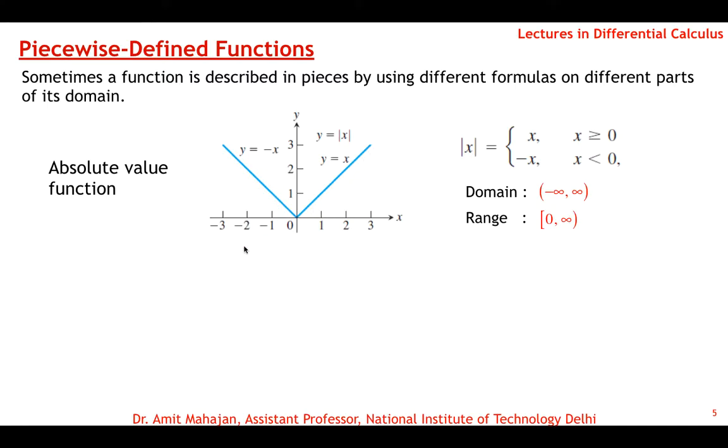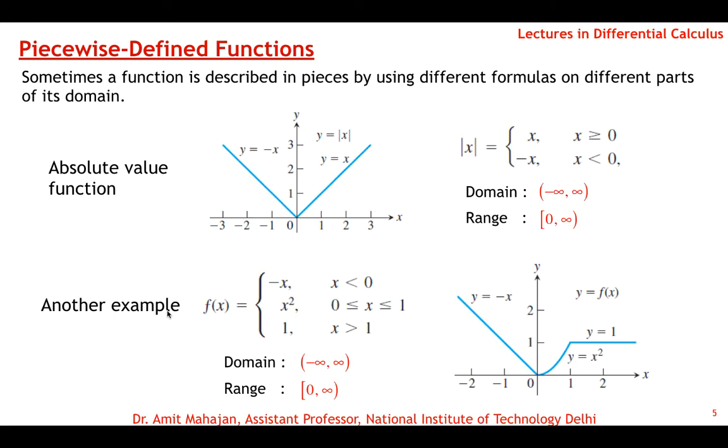Say we take another example. Say given a function f(x) is equal to this. It takes value minus x when x is less than 0. It takes value x square when x varies from 0 to 1, and it is 1 when x is greater than 1. So basically the function is defined in pieces with three curves. One is y is equal to minus x line, then y is equal to x square curve, and then y is equal to 1 line.